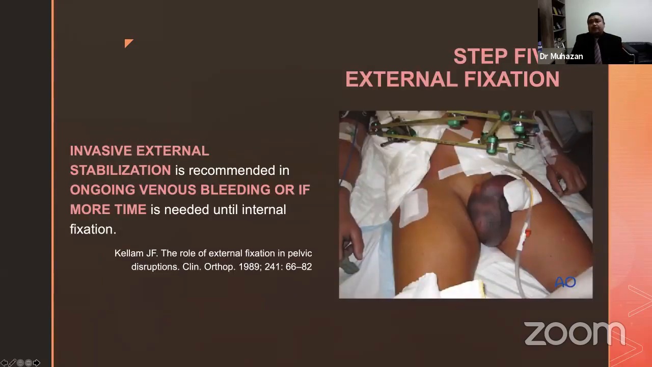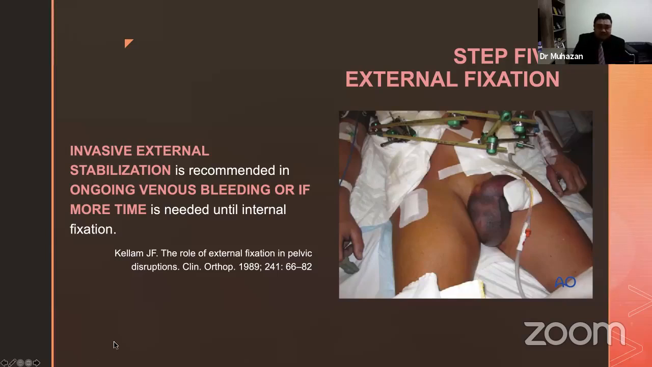Things that we can do to further stabilize this patient, there are three steps. The first two are the external fixation and the pre-peritoneal packing. These two steps will be further discussed by my colleague, Mr. Faisal Manan, regarding the orthopedic aspect of stabilization. So remember that this external fixation will help in venous bleeding.